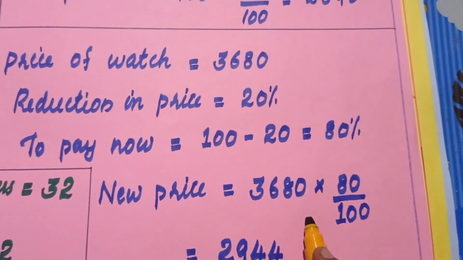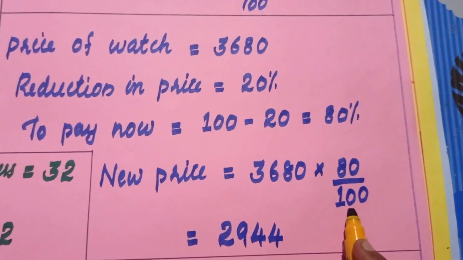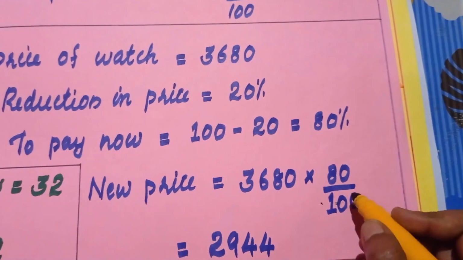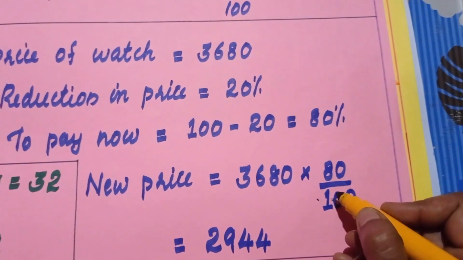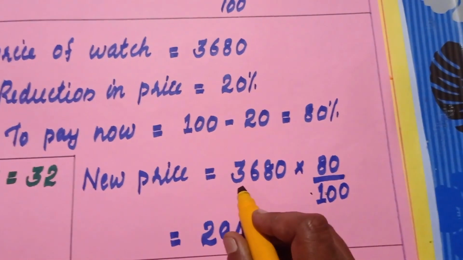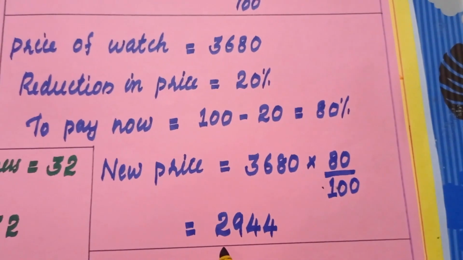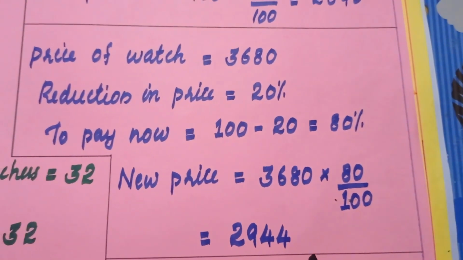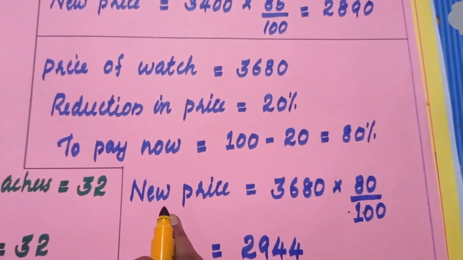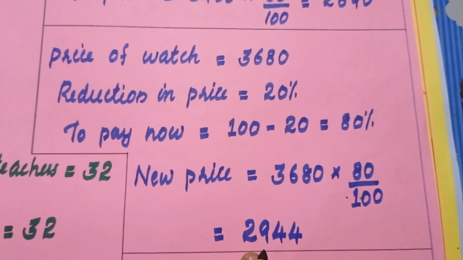The price of the watch is 3,680 into 80%, which can be written as 80 by 100. Then cut one zero here and one zero here. Then multiply 368 and 8. We get 2,944. That is the new price of the watch. The new price of the watch is 2,944.